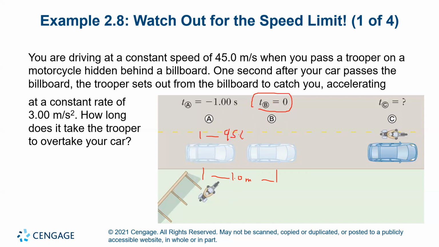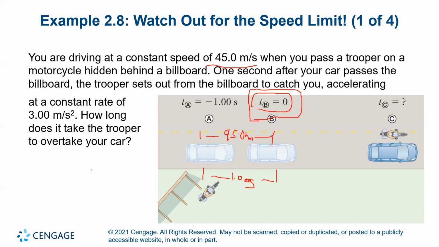So t equals 0 is the time when the car has already moved 45 meters, because 1 second after passing the billboard, the trooper starts catching up with you. After 1 second, the car has already moved 45 meters, because the speed of the car is 45 meters per second. Once the trooper decides to catch up, that's the time we set our initial time to be 0. But also, the car has a head start of 45 meters.